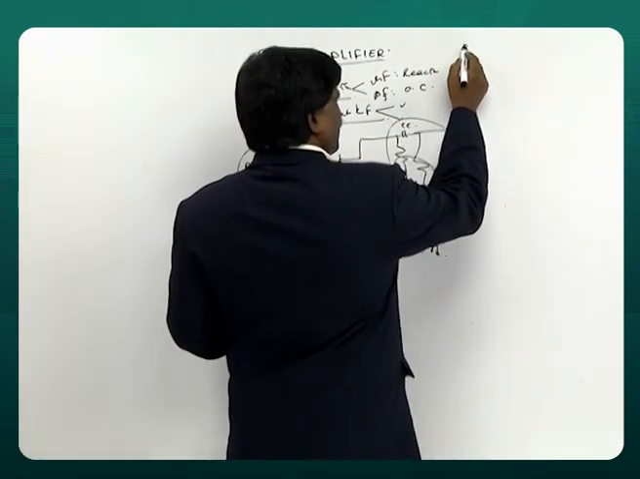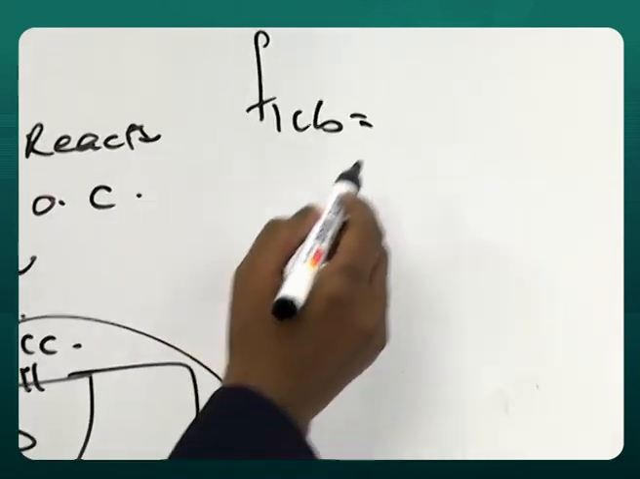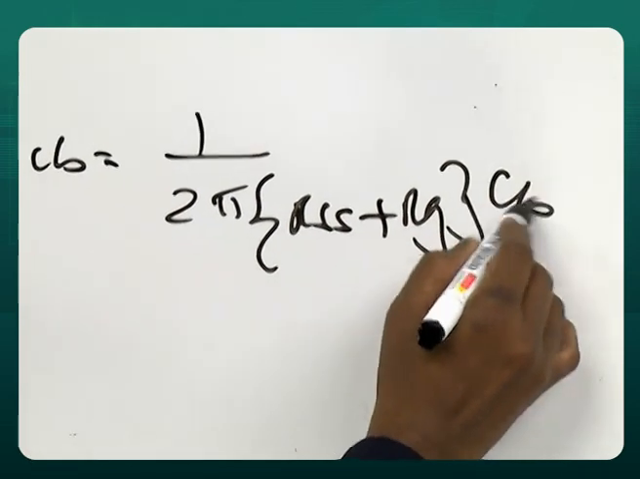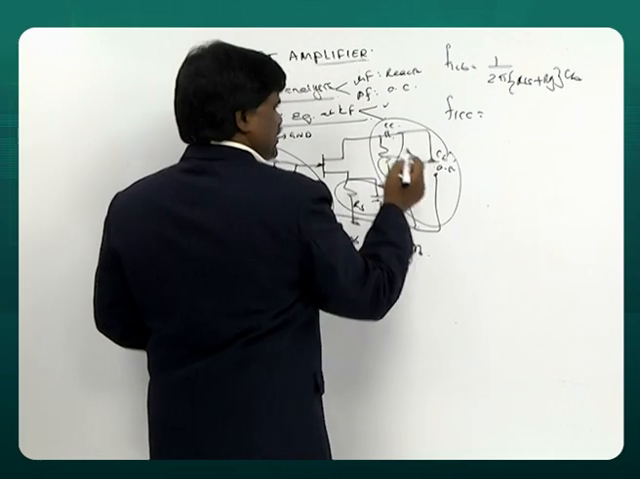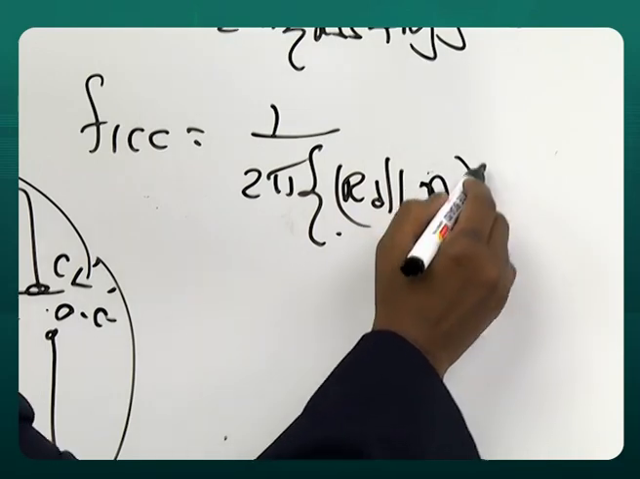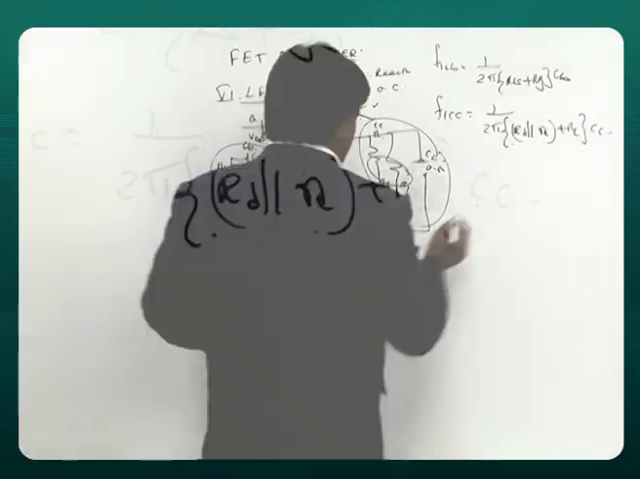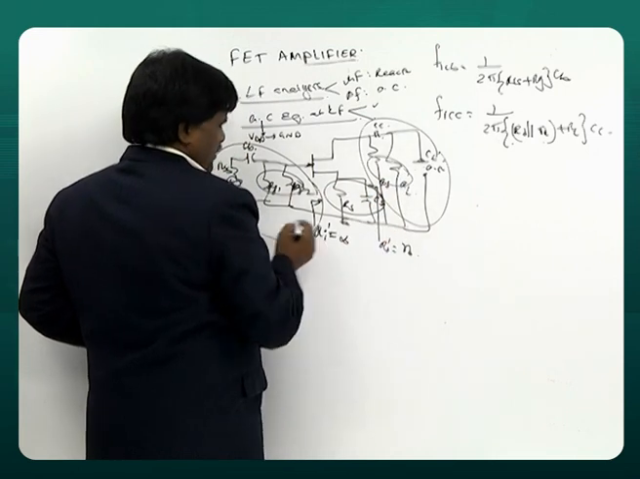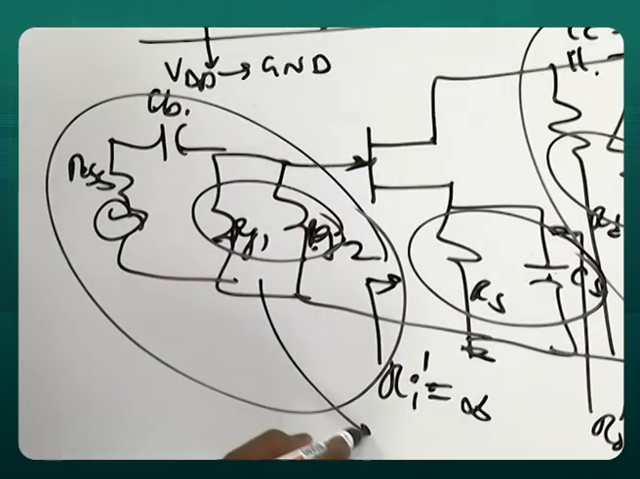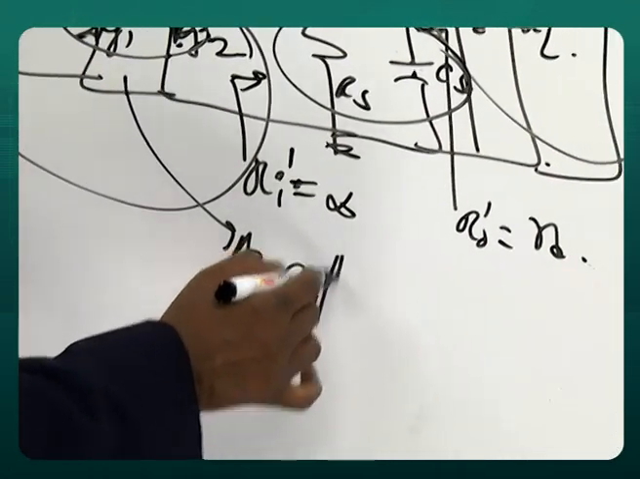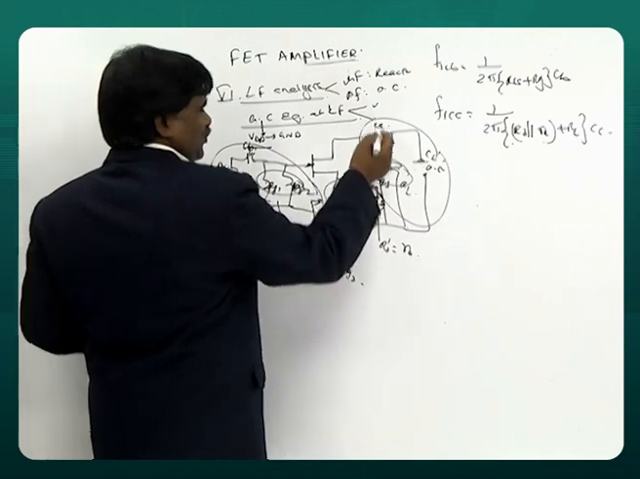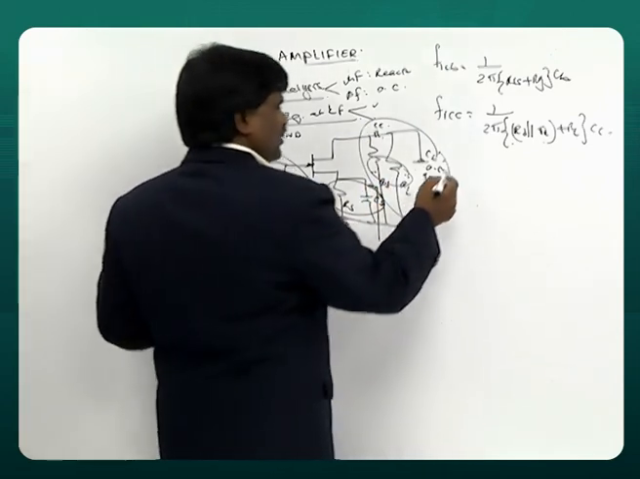So that is called F1 due to CB, 1 by 2 pi (RS plus RG) into CB. F1 due to CC, 1 by 2 pi (RD parallel small rd plus RL) into CC, because these two are in parallel, this is in series. When I say RG, what is RG? RG1 parallel RG2. If you look from here, these two are in series. Then what about the last one?